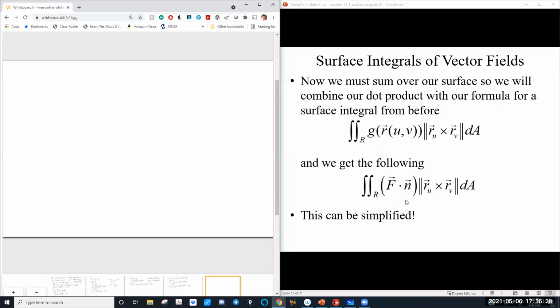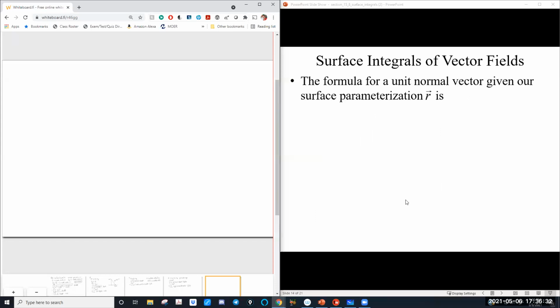But this actually can be simplified. Let me go through that with you so you can see the formula for when we need it in practice. The formula for a unit normal vector, if we're given a parameterization, comes from the cross product. Remember, the cross product gives us a vector that's normal to the plane that these two vectors lie in. So these give us a normal vector, then dividing by the magnitude makes it a unit normal vector.